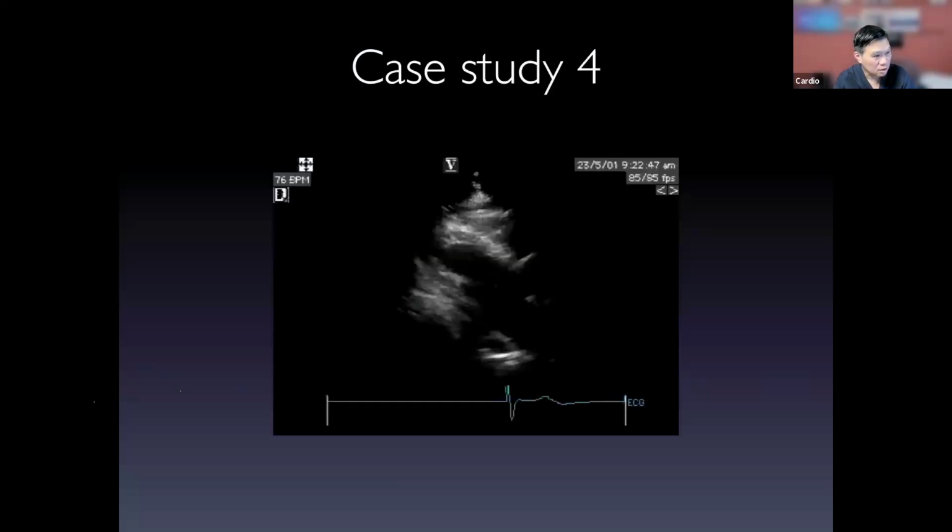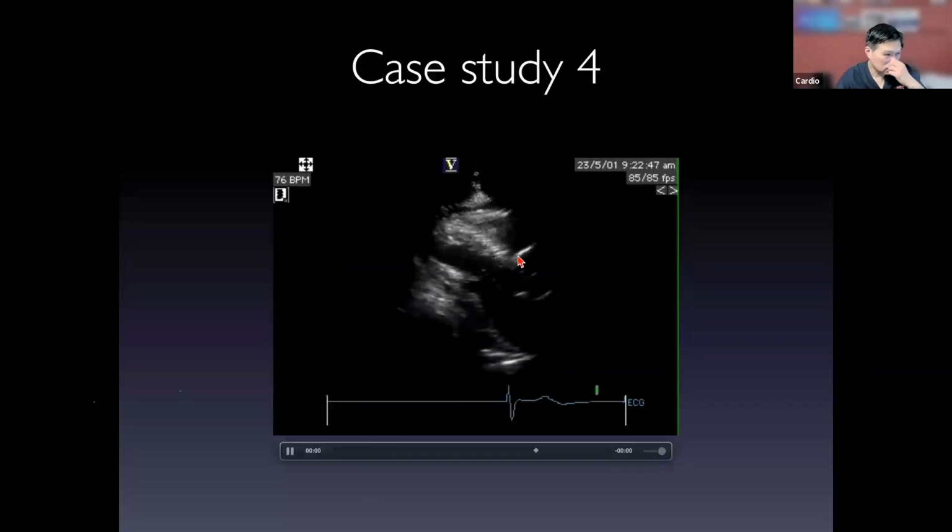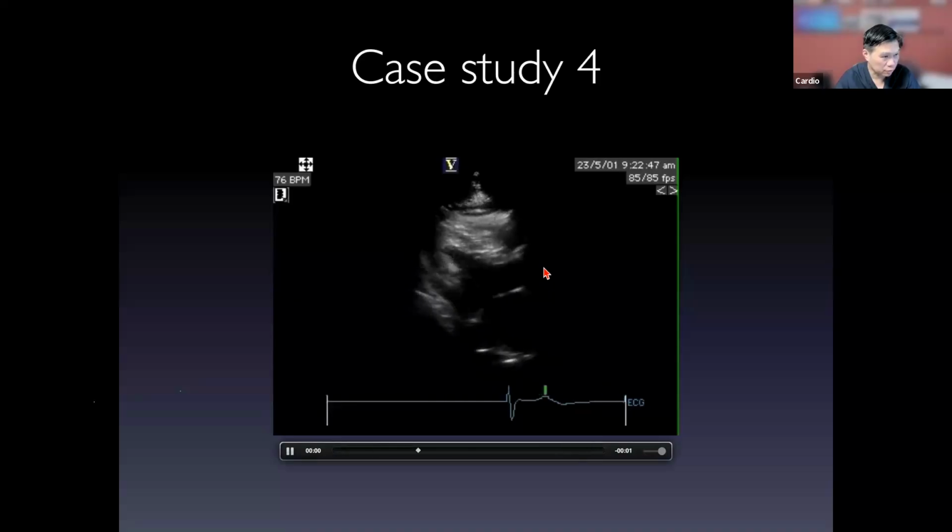Okay, so moving along, this is another artifact. This is the parasternal long axis. Identifying the structures: this is the aortic valve, aorta, left atrium, mitral valve, and left ventricle.